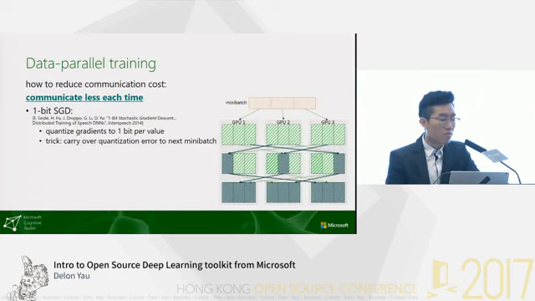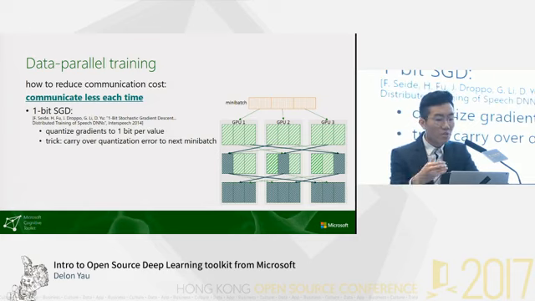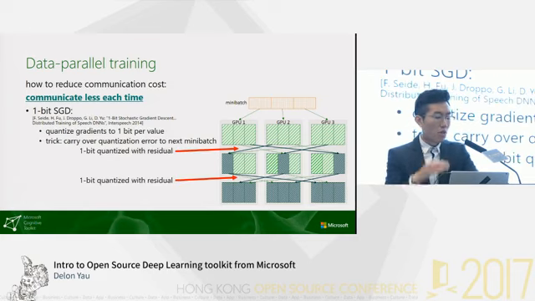And in terms of training, we are doing data parallel training. We use 1-bit stochastic gradient descent to do the training for you. Basically, we quantize gradients to 1 bit per value.